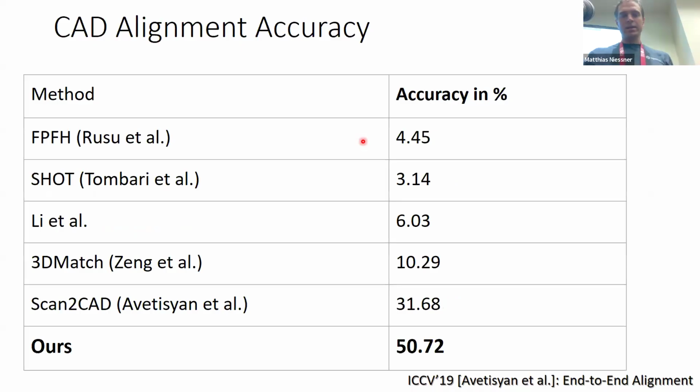Okay, and then against the comparisons, what we had before, we had Scan2CAD as a baseline, which is like 31%. This one is 50%.